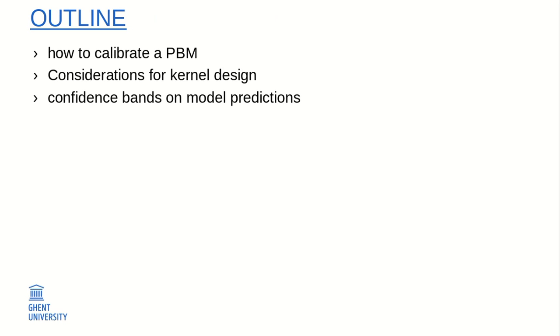So these applications will fall into three main categories. The first one is how to calibrate the population balance model. The second one is what you should take into consideration when designing a new kernel for a specific PBM problem. And finally, something that is often overlooked, how can you get some confidence bands on your model predictions? Because you do not only want to calibrate your model, you also want to have an idea of the quality of the prediction related to the quality of your experimental data.